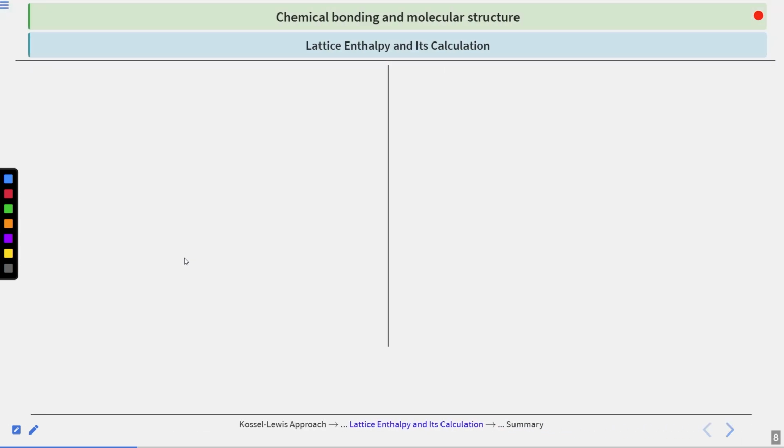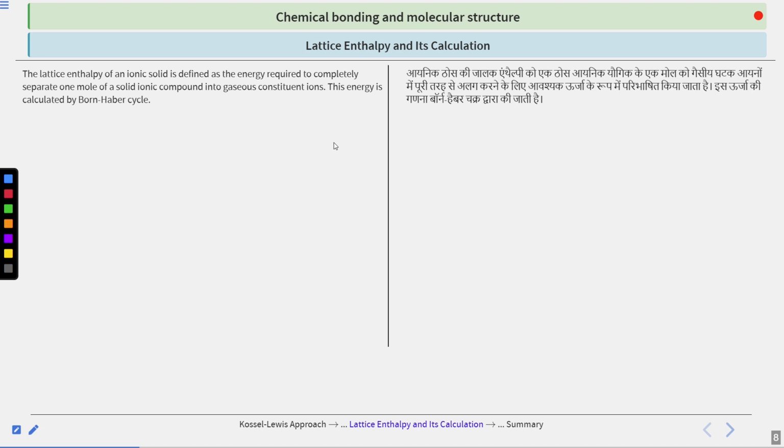Now, lattice enthalpy and its calculation. This is done with the help of the Born-Haber cycle. So what is lattice energy? It is the energy required to separate 1 mole of a solid ionic compound into its gaseous constituent ions. So suppose you are taking 1 mole of NaCl, and you are separating Na and Cl, and those go to the gaseous state, then the energy that is required is called lattice enthalpy.